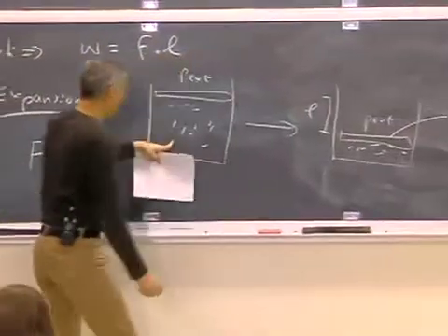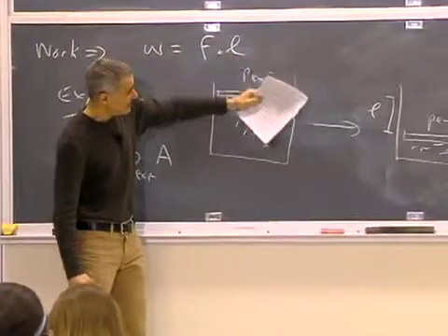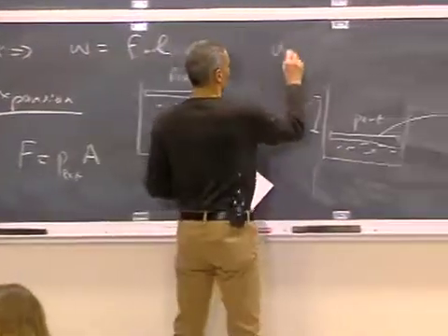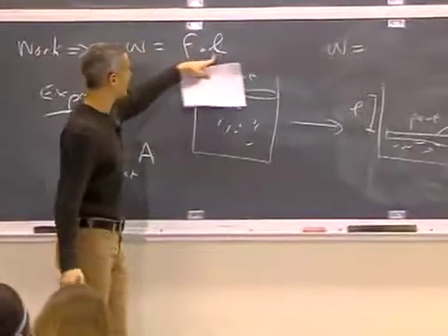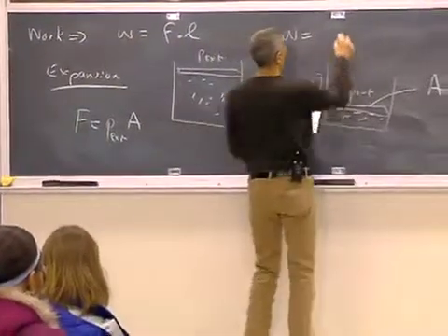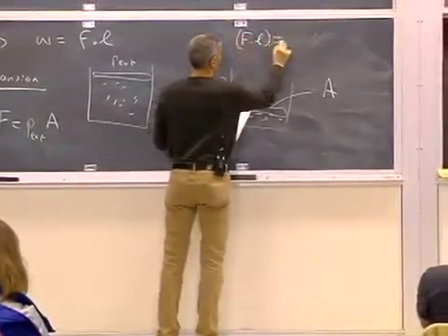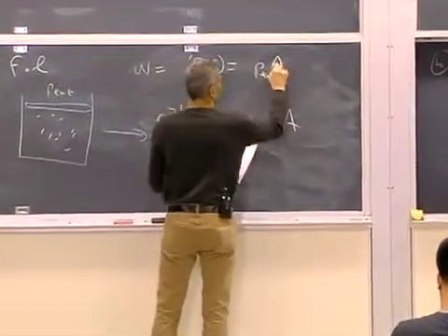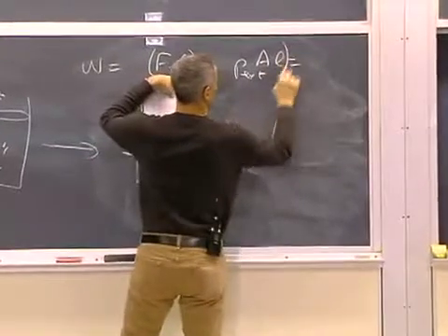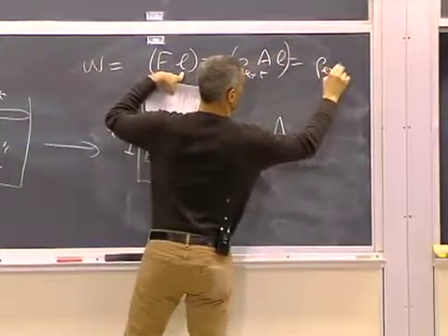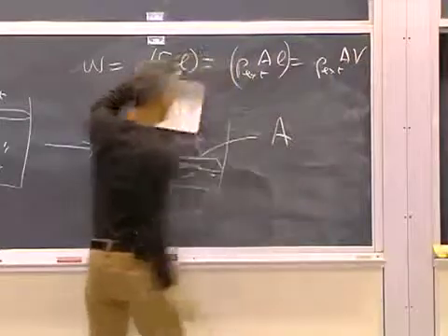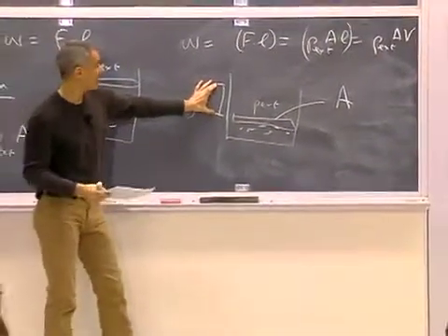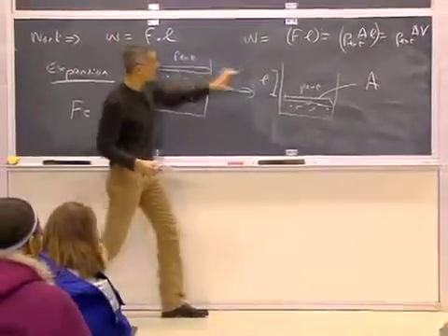Now the work that is calculated when you push down with the pressure on this piston is force times distance, right? F times L. F is P external times A, times the distance L. So that's P external times the change in volume. The area times this distance is a volume, and that is the change in volume from the initial state to the final state.